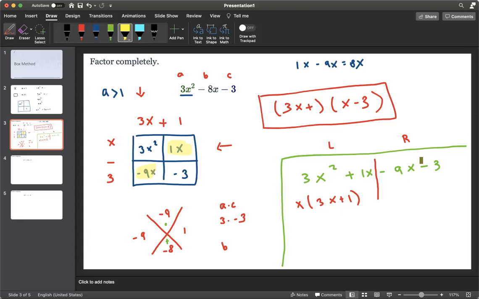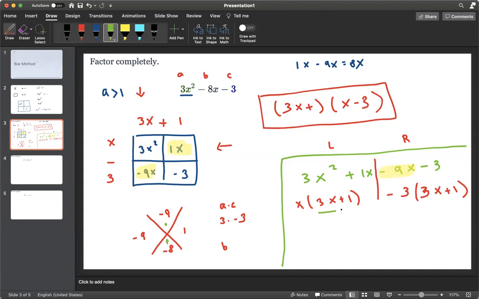If I look at my right side, I want you to look at this. We have a negative 9x. Because that is negative, we have to pull a negative out. Then when we look at 9 and 3, my GCF is going to be 3. So in parentheses, we have 3x plus 1.